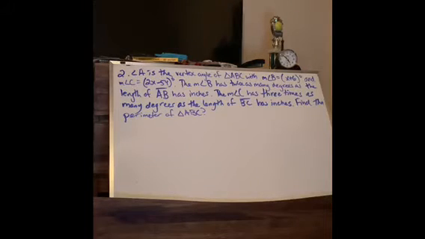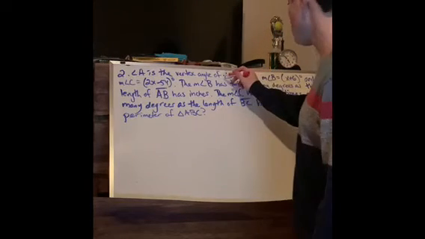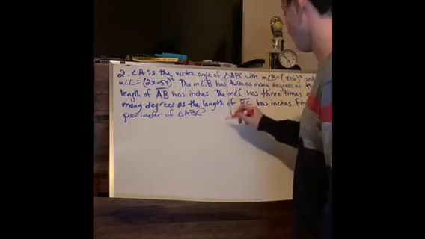Angle A is the vertex angle of triangle ABC with the measure of B equaling x plus 6 degrees and the measure of C equaling 2x minus 54 degrees. The measure of B has twice as many degrees as the length of segment AB has inches. The measure of C has 3 times as many degrees as the length of segment BC has inches. Find the perimeter of triangle ABC. So, actually, what I forgot to mention, and this is really important, this is really an isosceles triangle.